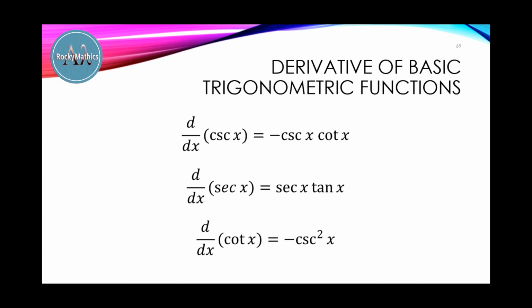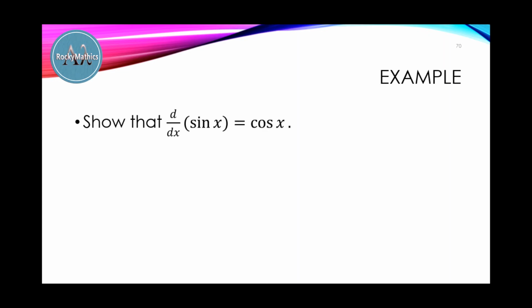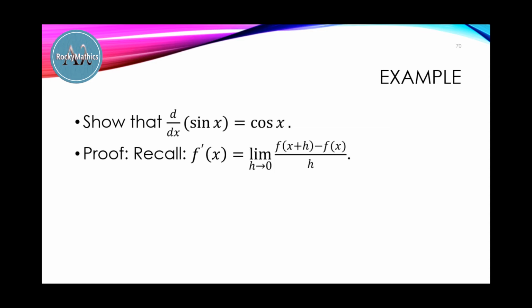So these are the derivatives of basic trigonometric functions. Now, all we have to do is to familiarize all these formulas. In order to learn mathematics, we have to do mathematics. So, as an example, we have to show that the derivative of sine x is equal to cosine x. How do we do this?